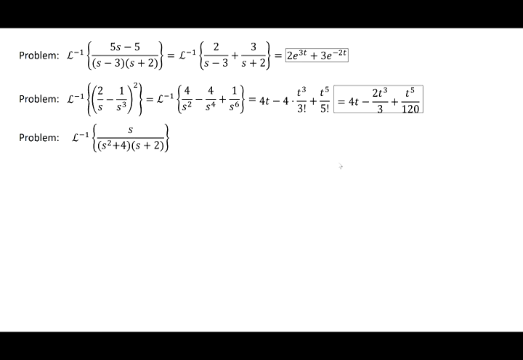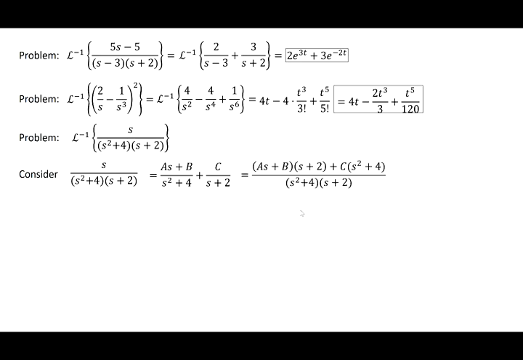Partial fraction decomposition. You remember this one? This s squared plus 4 is what is called an irreducible quadratic factor. That means you need to say As plus B over s squared plus 4 plus C over s plus 2 and solve this. Dang, I did show you that. Looks like I am a nice guy.